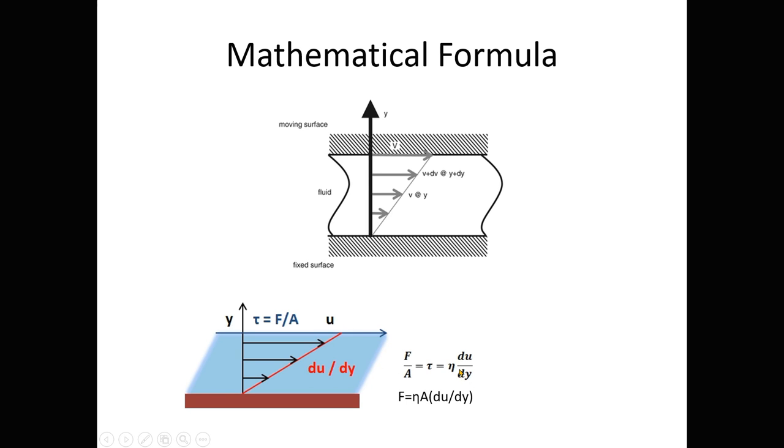Here eta is a constant of proportionality, and in this case it is known as the coefficient of viscosity. Hence F by A is equal to eta du by dy. So F is equal to eta A du by dy. F is the force, called the viscous force, and eta is the coefficient of viscosity, area A is the area of the liquid layer, and du by dy is the velocity gradient of the liquid flowing through the pipe.